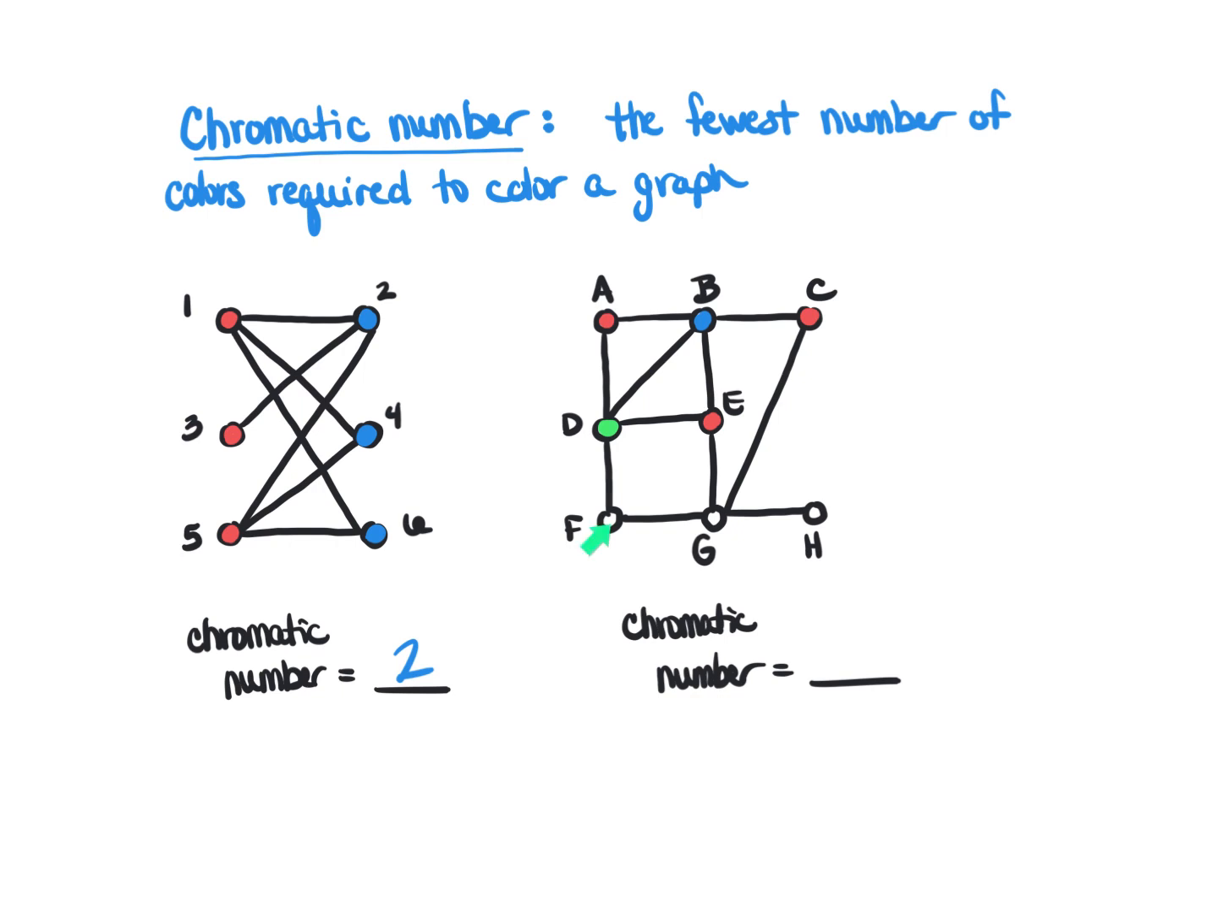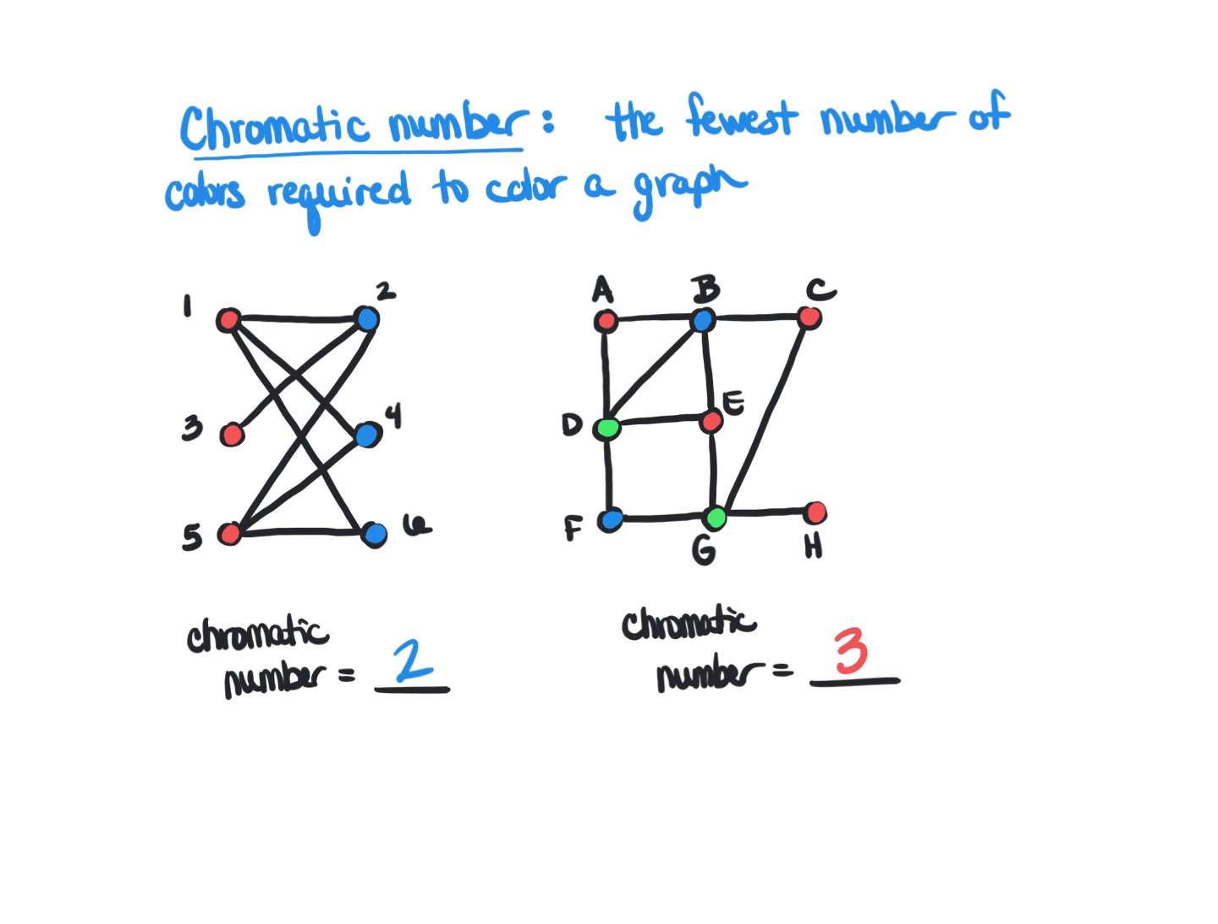Looking at vertex F, it is only adjacent to the green vertex, so I could color it red or blue. Again, it doesn't necessarily matter. I'll pick blue, just because I'd like a little bit more blue in my drawing. Whenever I get over to vertex G, notice G is adjacent to E and C, which are both red, and F, which is blue. So I can color it green and I won't have any issues there. And then moving over to H, as long as it's not green, I can color H either red or blue. So the chromatic number of this graph is 3.